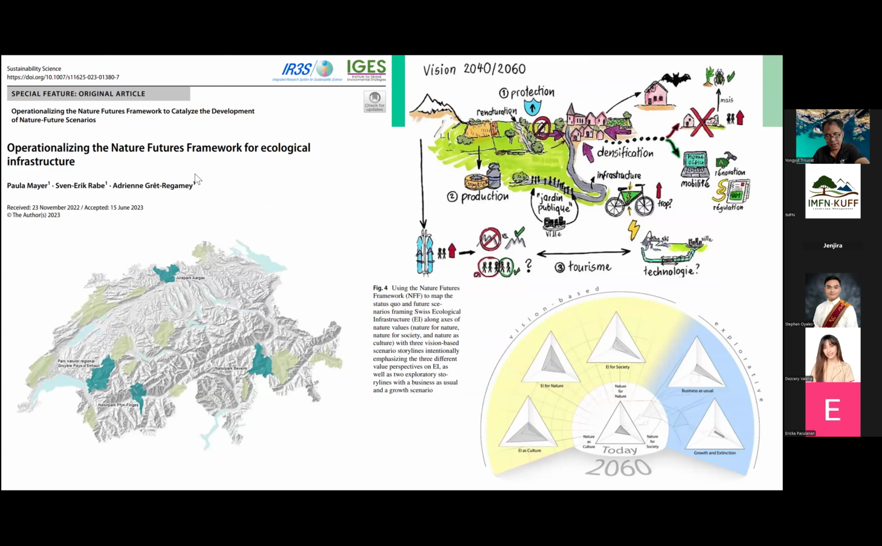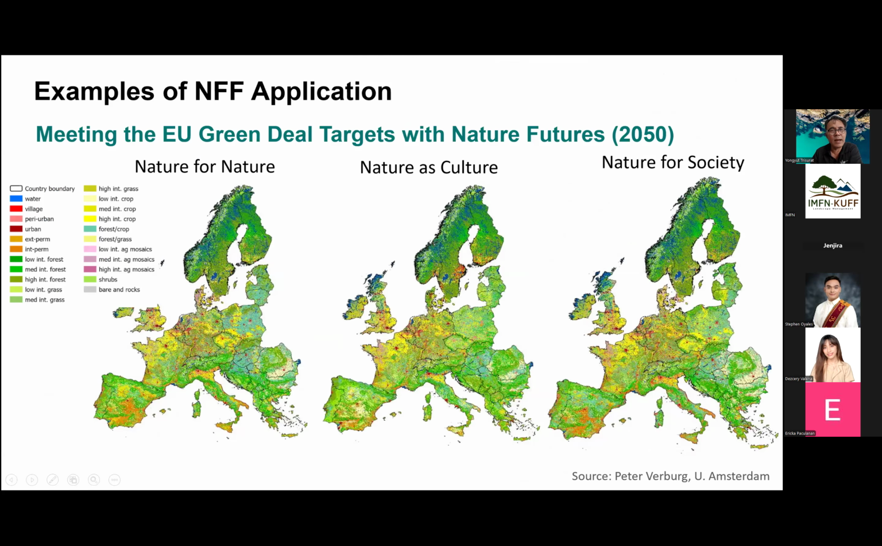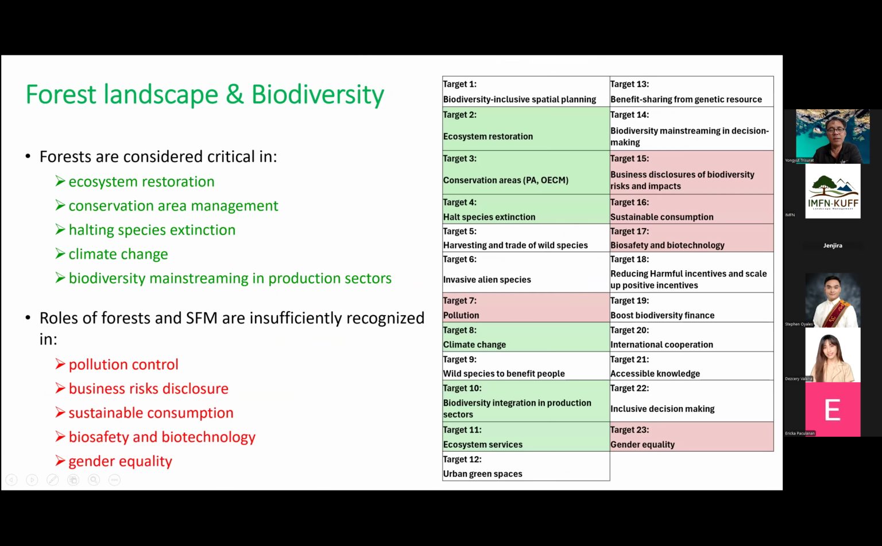And there are some more examples in other countries, like in Switzerland for the whole country. They also do something similar. And in the entire European countries, they also consider nature for nature, nature for culture, and nature for society. And finally, they come up with a land use practice that is suitable.